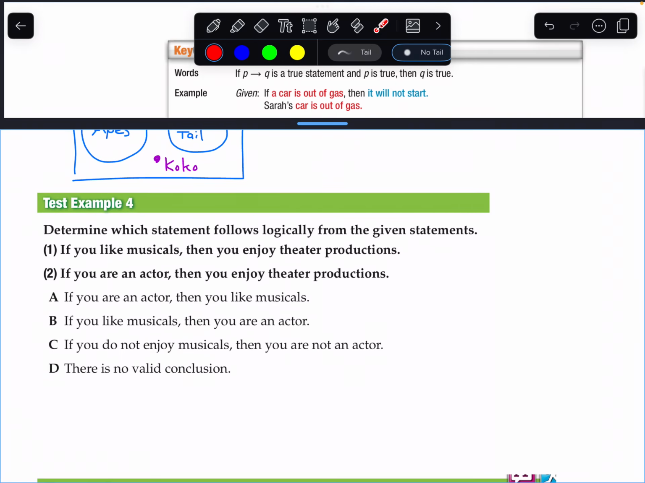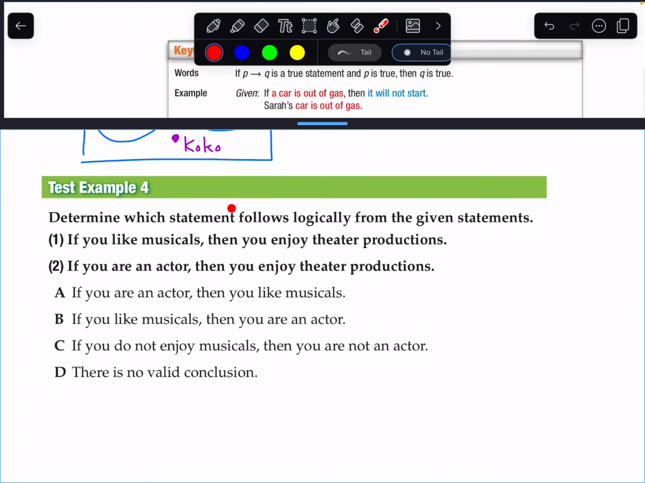Example number 4. Test example 4. Okay, this is like a standardized test sort of format. Determine which statement follows logically from the given statements. If you like musicals, then you enjoy theater productions. Makes sense. Musicals are types of theater productions. If you are an actor, then you enjoy theater productions because you're in them. Okay.